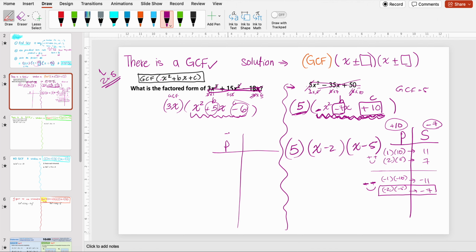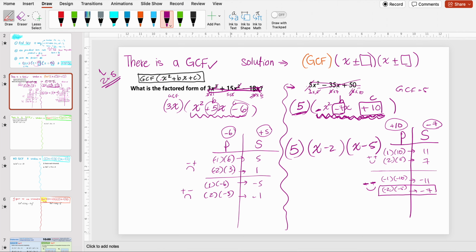So the product should be negative 6. The sum should be positive 5. To get a negative 6, either 1 times 6, but the 1 may be negative, or 2 times 3, the 2 may be negative, so maybe the first one is negative to get a negative answer, or the second one is negative. Now combine them. 6 minus 1 is 5, 3 minus 2 is positive 1. Here it's negative 5, negative 1.